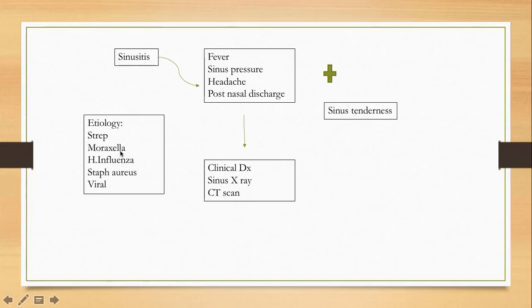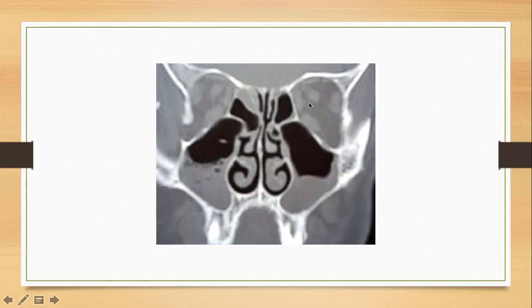Etiology: you can see that the bacteria are going to be strep pneumo, that is the most common bacteria, and then you also can get Moraxella, H influenza, and Staph aureus, and then of course viruses are the most common overall. And you can see a CT scan here, some patchy infiltration in the sinuses showing some condensation here.